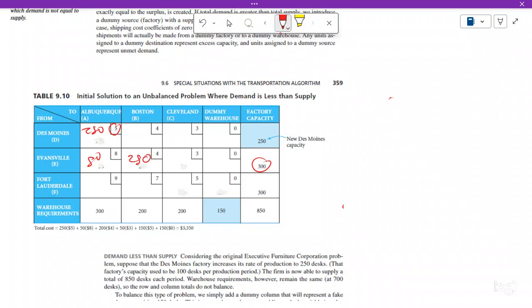Luckily, this is a minimum 1. 250 goes there, but we don't need 250. We need 200. So we are doing what? We are erasing this.